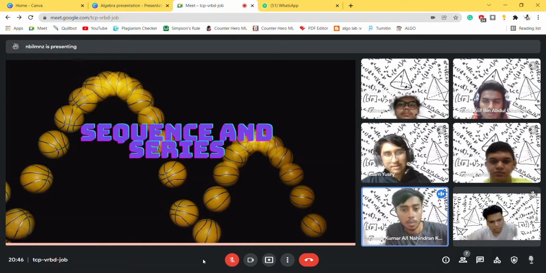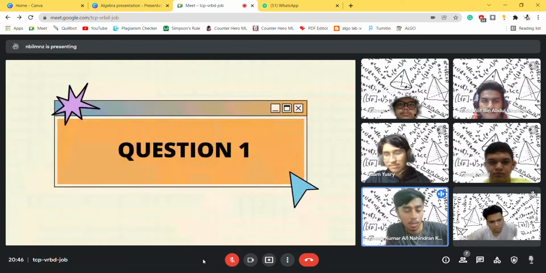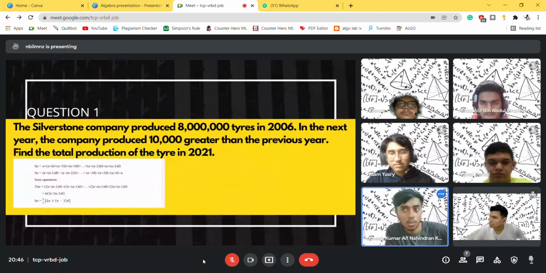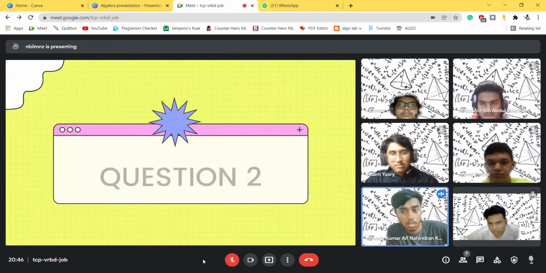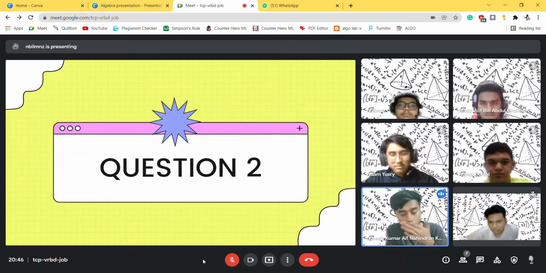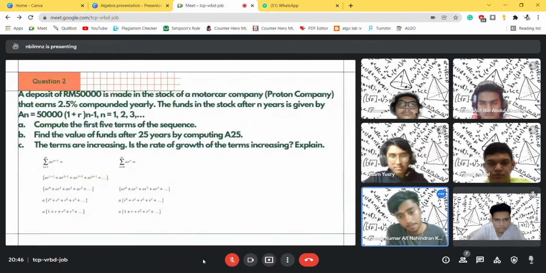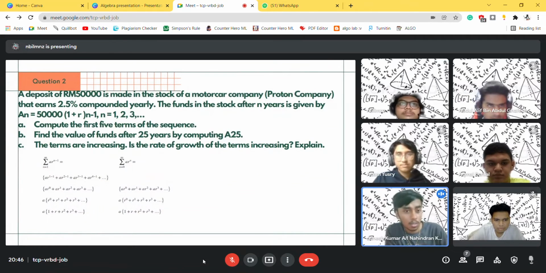So next we're going to talk about sequence and series. Among the questions, we get to choose two best questions, which are arithmetic and geometry. Now we're going to see question number 2, which is a geometry question. The question is given: a deposit of 50,000 ringgit Malaysia is made in the stock of a motorcar company, which is the Proton company, that earns about 2.5% compounded yearly.